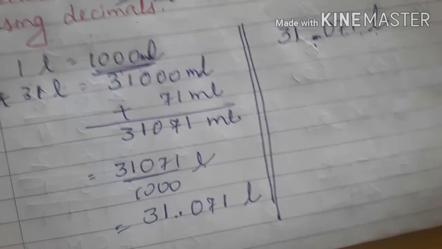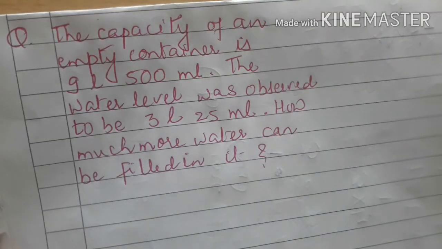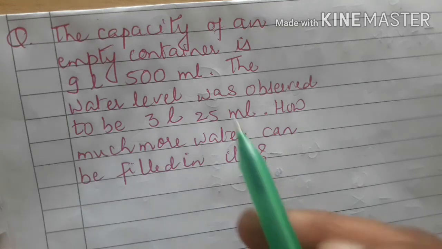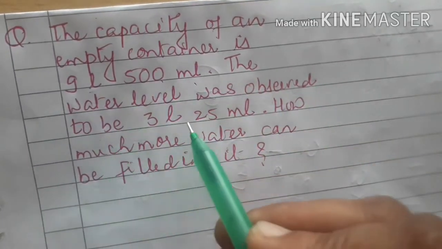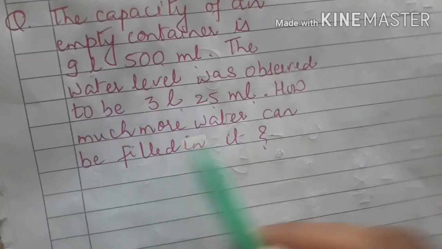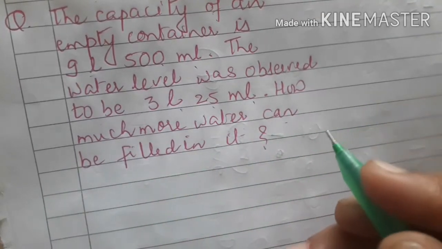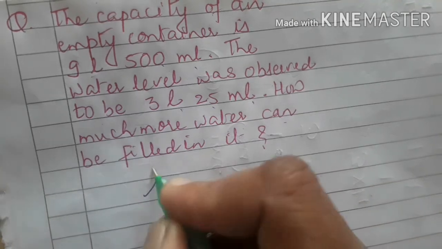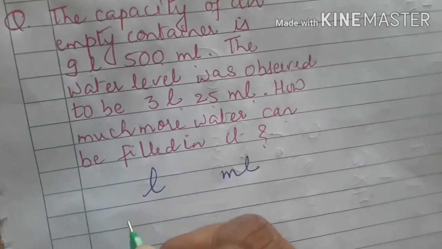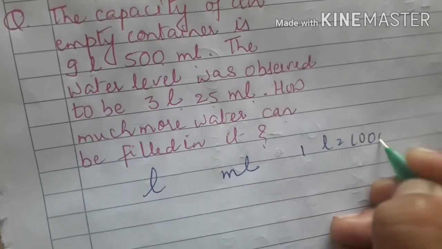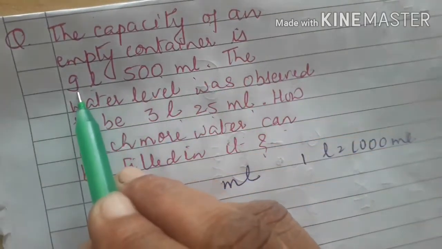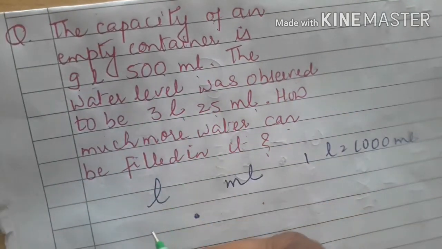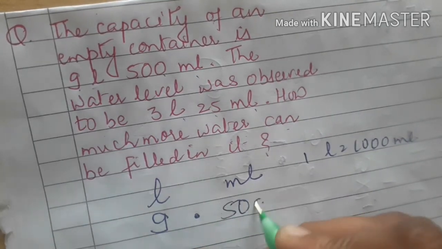Now look at the question given here. The capacity of an empty container is 9 liters 500 milliliters. The water level was observed to be 3 liters 25 milliliters. How much more water can be filled in it? So this is the question for liters and milliliters. 1 liter is 1000 milliliters, so after the decimal point, I should have 3 digits. So here this is 9 liters and 500 milliliters, the capacity of the container. I can express it as 9.500, right?